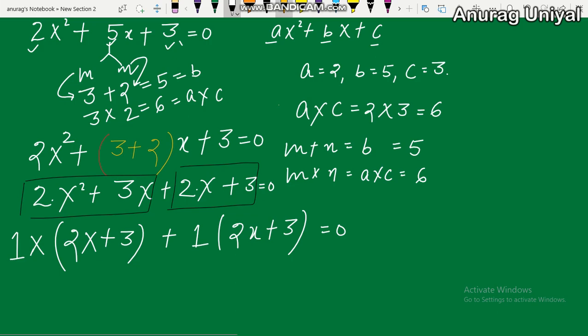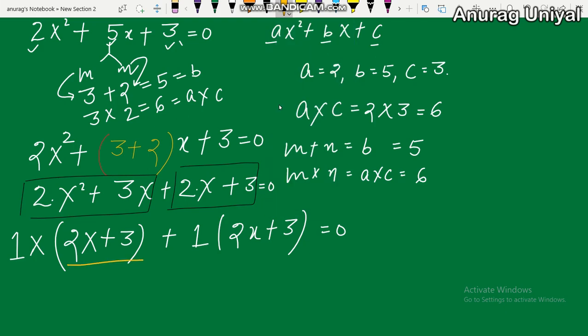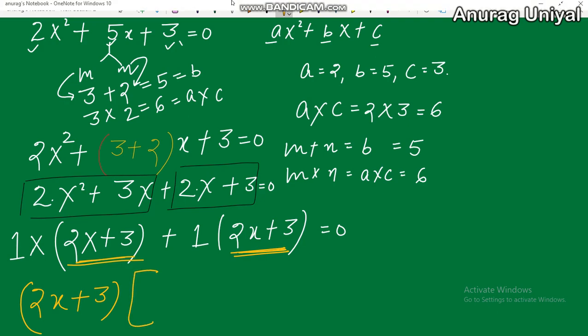Now we see that there are two terms which are common, जो कॉमन दिखाई दे रहे हैं, बिल्कुल साफ साफ कॉमन दिखाई देंगे आपको. That is 2x plus 3. These two brackets are now common, so 2x plus 3 comes completely out of the box. You are left only with x plus 1.